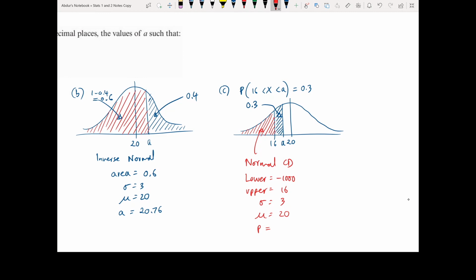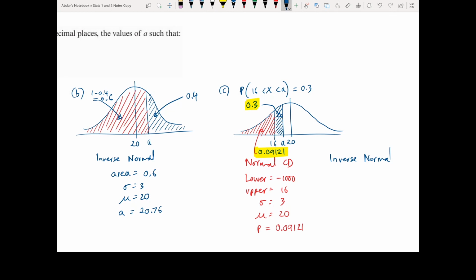So this gives us a probability of 0.09121. So the area that we have here to the left-hand side is 0.09121. So now we can go and use our inverse normal function on the calculator, because we have the area to the left of A. What is the area to the left of A? Well, it's adding the 0.3, which is that middle blue area, plus the 0.09121, which is to the left of the 16. That is the total area to the left of A.